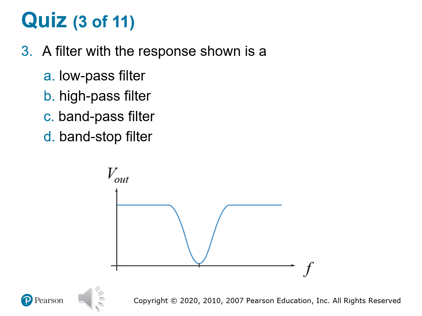Quiz question number 3. A filter with the response shown is a what? A, low pass filter, B, high pass filter, C, band pass filter, or D, band stop filter. Go ahead and pause the video now. And the correct answer is D, band stop filter.